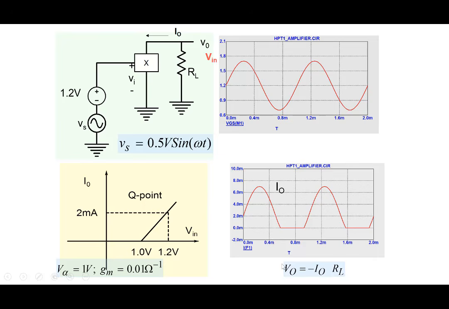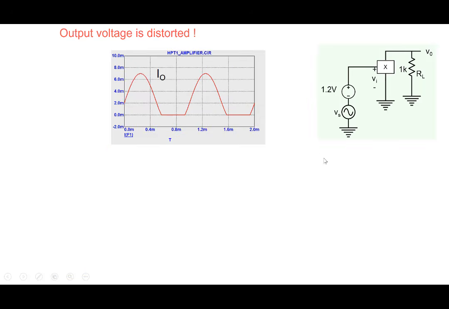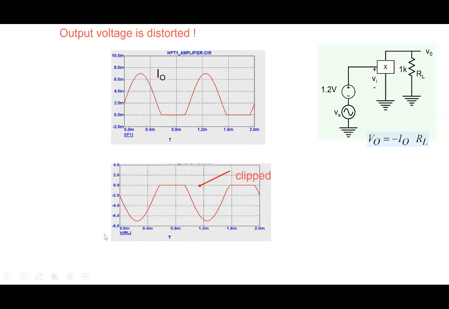One of the main goals of amplification is that V0 should look exactly like Vs, but a magnified version. Now we are seeing that V0 will look like this, and therefore V0 is distorted. There's a part of the output waveform which is clipped here. So the output voltage is distorted. This is I0, and V0 is minus I0 RL, so V0 will look like this. Look at how V0 looks here. The output is clipped, which means the output is distorted.